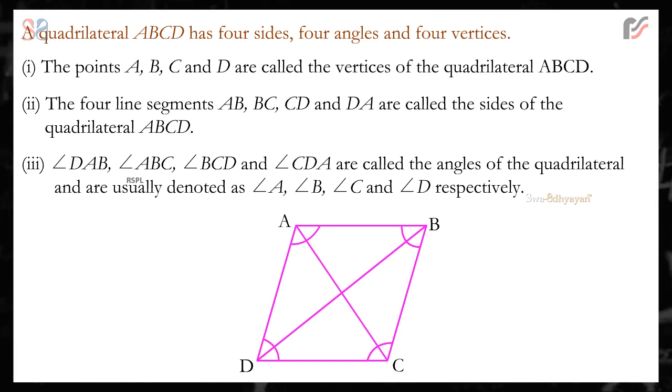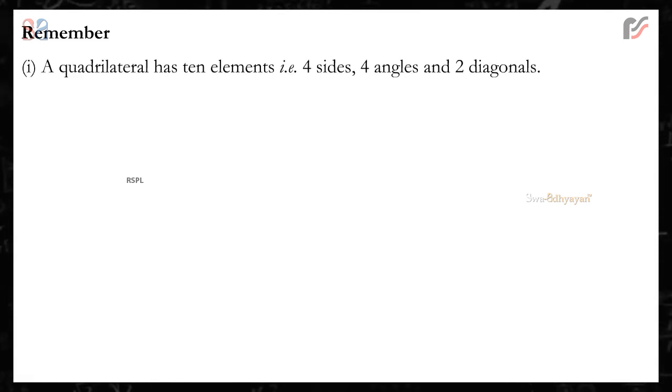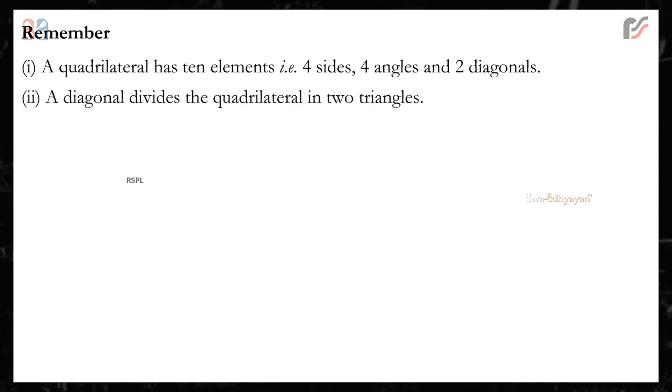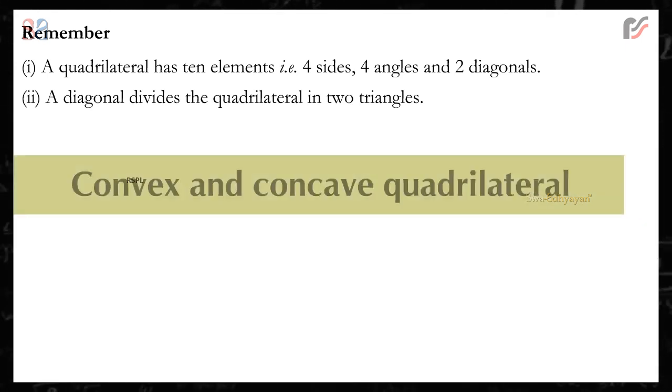Angle DAB, angle ABC, angle BCD and angle CDA are called the angles of the quadrilateral and are usually denoted as angle A, angle B, angle C and angle D respectively. Remember, a quadrilateral has 10 elements, that is, 4 sides, 4 angles and 2 diagonals. A diagonal divides the quadrilateral into 2 triangles.